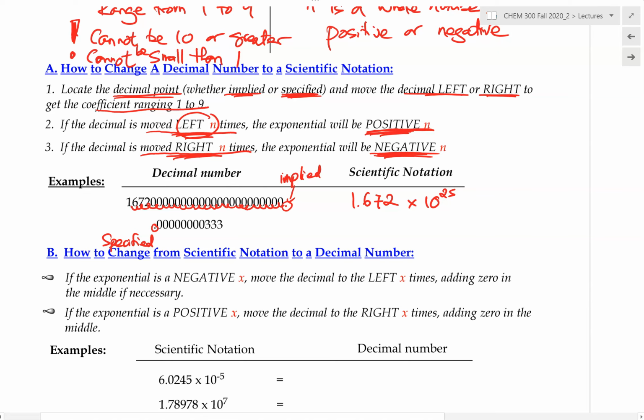And now we're going to take it and we have to move it to the right. And we have to move this decimal point to this location right here. So that way, our coefficient part would range from 1 to 9. So in this case, we have to move this 1, 2, 3, 4, 5, 6, 7, 8, 9 times to the right. And now we have 3.33 times 10. And in this case, when we're moving it to the right side, we have to give it a negative exponent. So now negative 9. So that's how we can change a decimal number into a scientific notation.